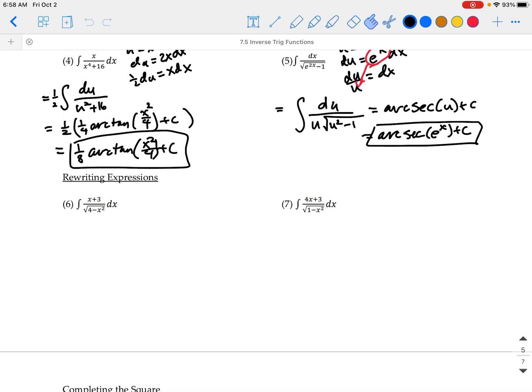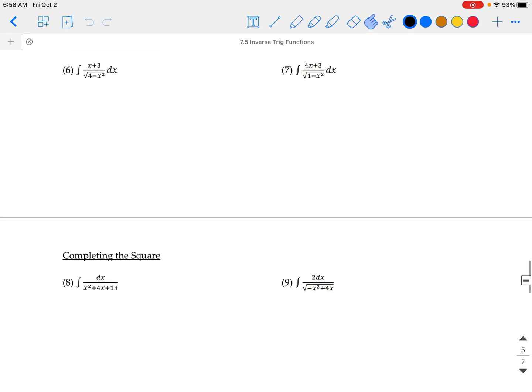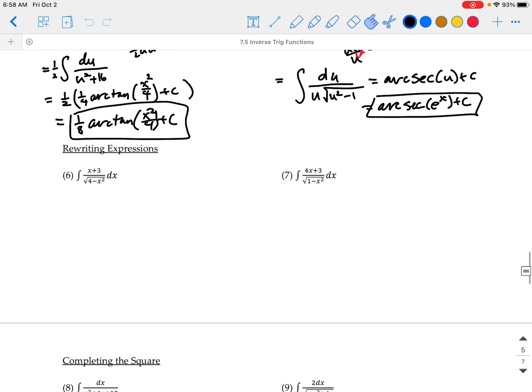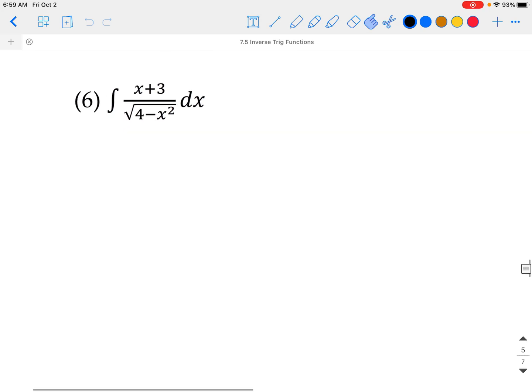Welcome back, everyone. So we're going to look at the remaining examples. I'm not going to do all of them, but I'm going to kind of do one from each section here. So for the rewriting expressions, we can pick one of these to work on. So why don't we look at 6?